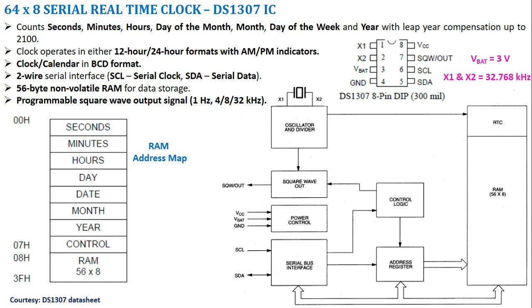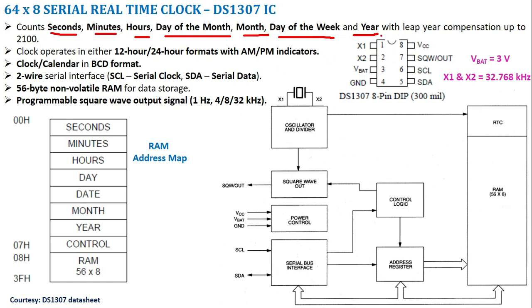In order to understand the real-time clock, first we have to understand the DS1307 IC. It counts seconds, minutes, hours, day of a month, day of a week, and a year. All this information will be counted and stored in the real-time clock DS1307 IC. It is an 8-pin IC.